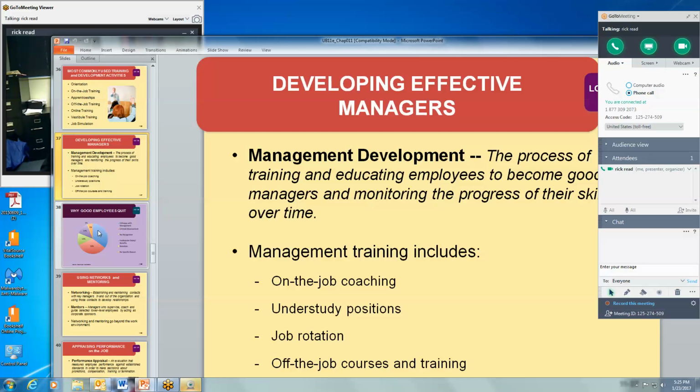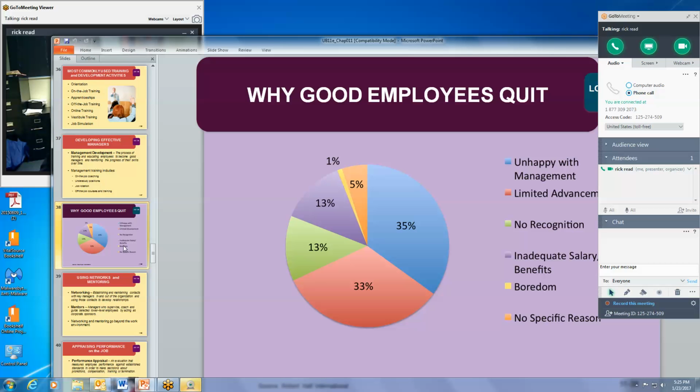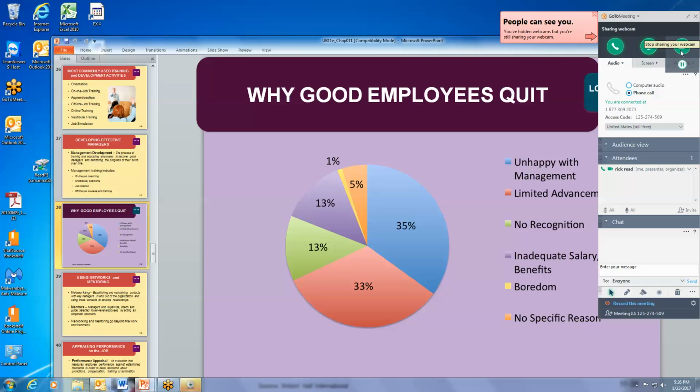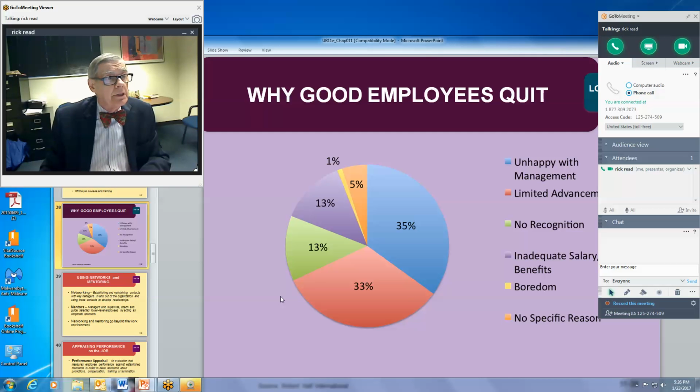Why do people quit? Biggest total: unhappy with management. The next one is limited advancement. 68%, over 2/3 of the reasons that people leave a position, an organization, fall into those two categories.